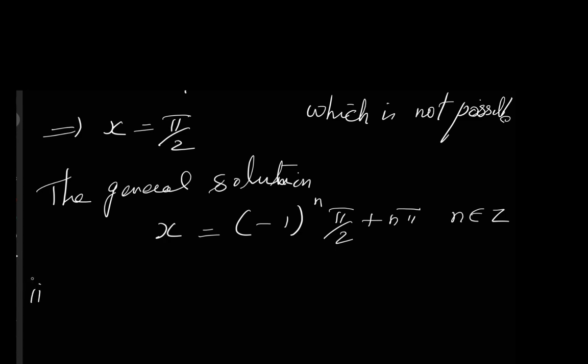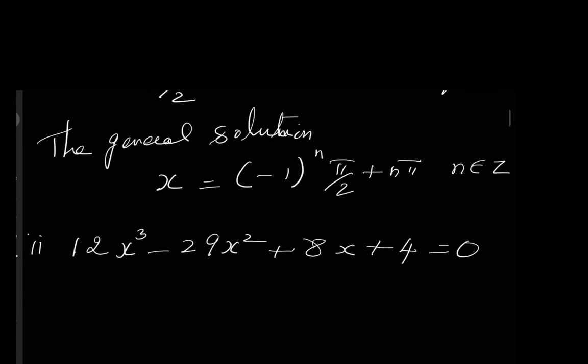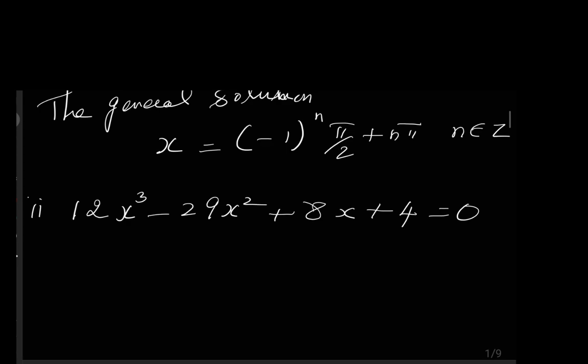Second sum. 12x cube minus 29x squared plus 8x plus 4 is equal to 0. So this is a cubic equation. So you will get 3 values for x.